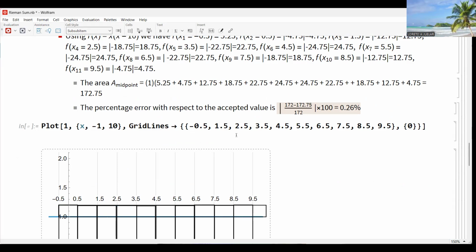So the percentage error with respect to the accepted value is, this is the value using the midpoint here, 172.75. The accepted value is 172, so 172 minus 172.75 over 172 times 100. So the answer is 0.26%. So very accurate. The midpoint method is very accurate here.